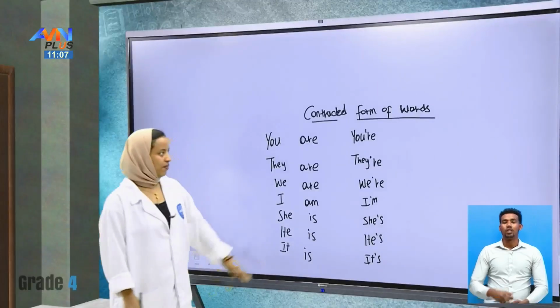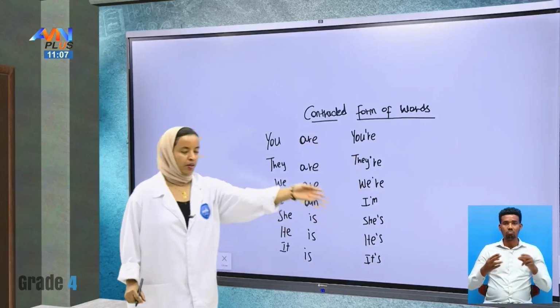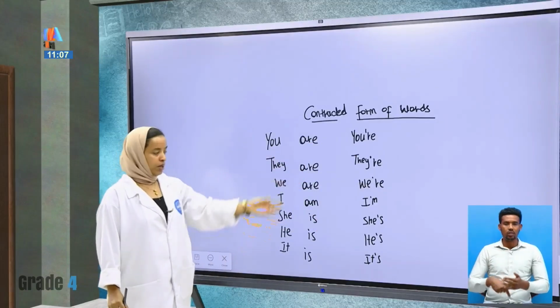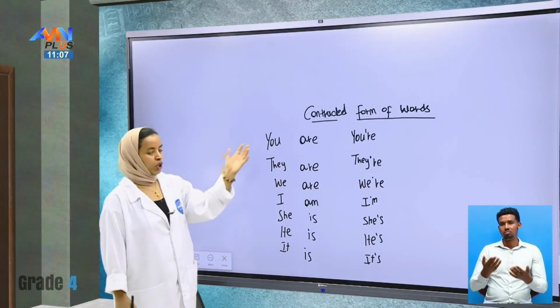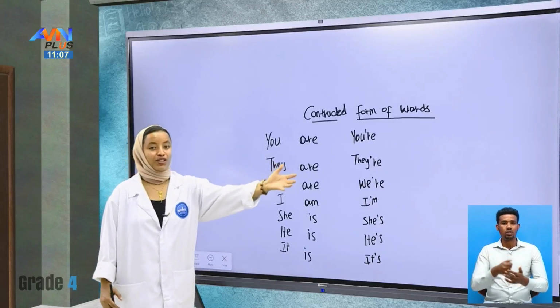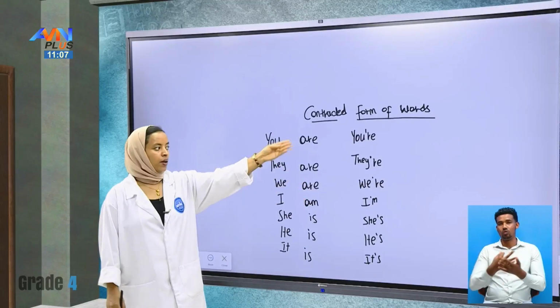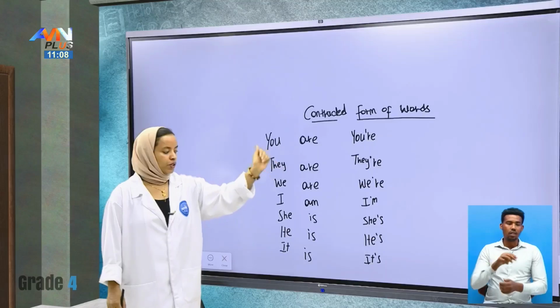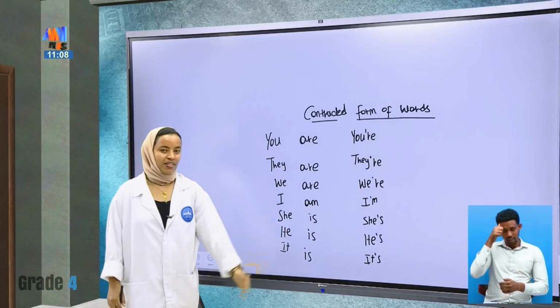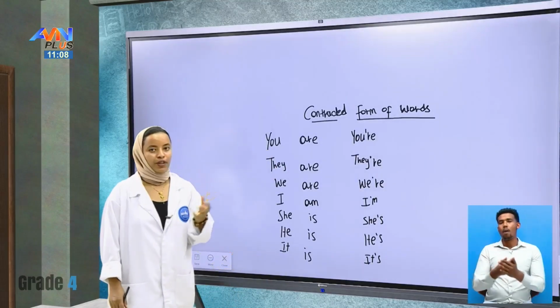Look, students, these are contracted forms. Both of these are pronouns, and these are verb to be. Look, when they are combined with each other, they make contracted and shortened forms like that: you're, they're, we're, I'm, she's, he's, it's. This is a contracted form of verb to be.